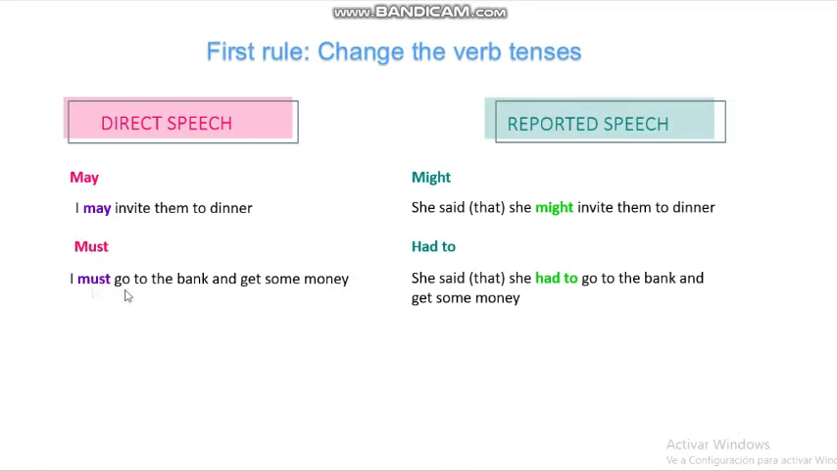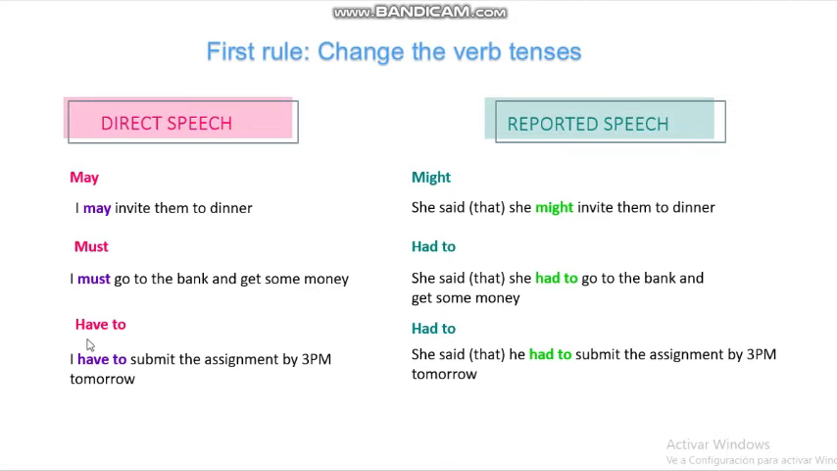Must becomes had to. I must go to the bank and get some money. She said that she had to go to the bank and get some money. Have to. I have to submit the assignment by 3 p.m. tomorrow. She said that she had to submit the assignment by 3 p.m. tomorrow. As you can see, must and have to become had to in the same way.